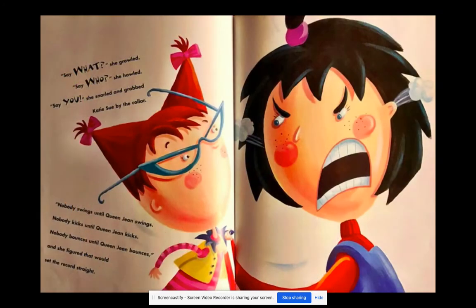"Say what?" she growled. "Say who?" she howled. "Say you," she snarled and grabbed Katie Sue by the collar. "Nobody swings until Queen Jean swings. Nobody kicks until Queen Jean kicks. Nobody bounces until Queen Jean bounces." And she figured that would set the record straight.